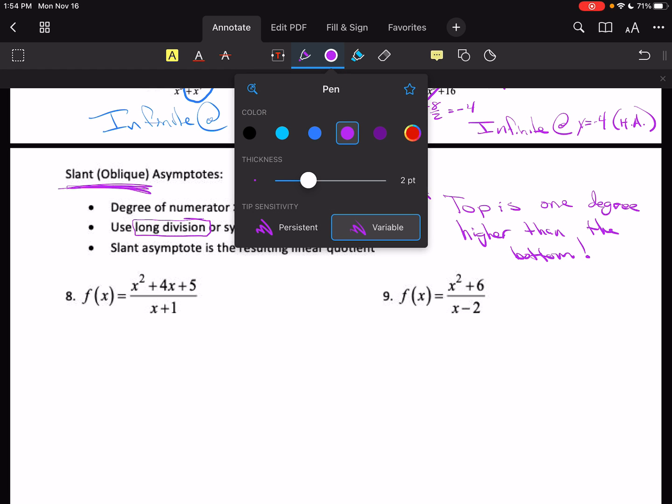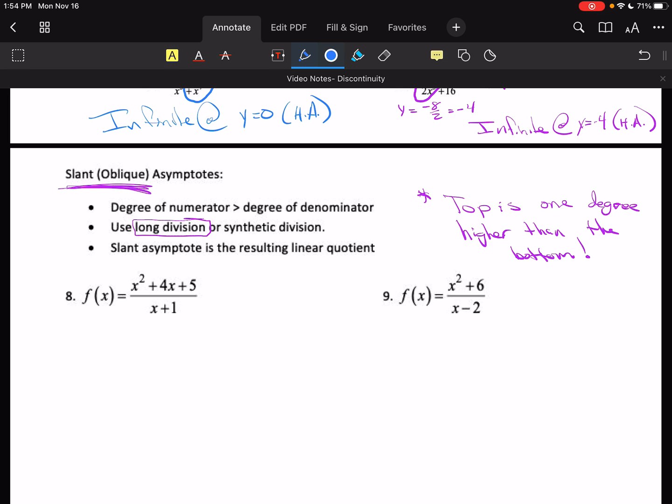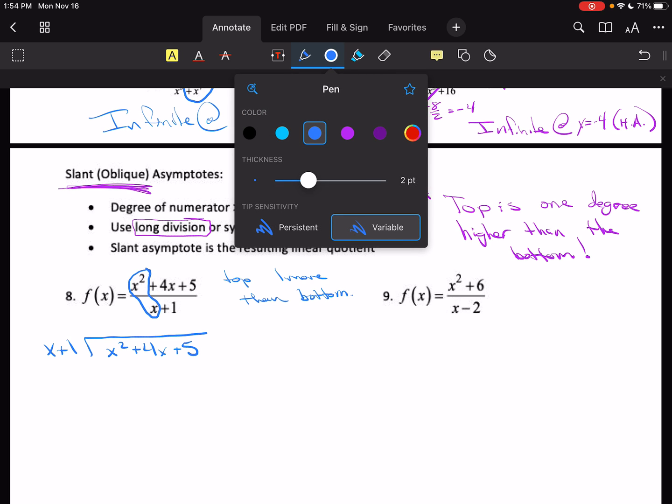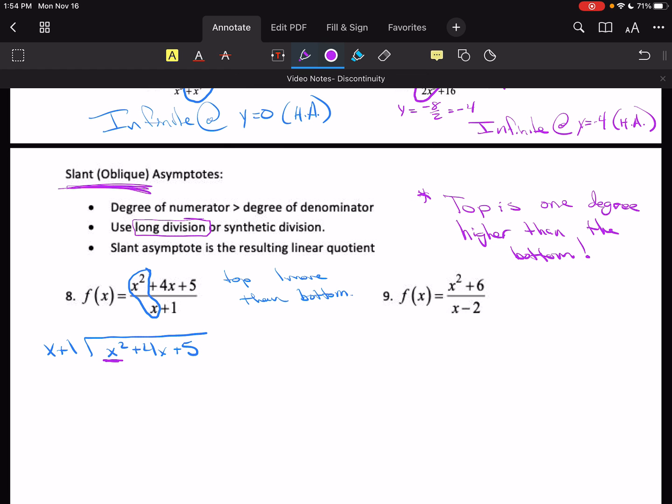So let's look at number 8 here. So I look at my degree and I see that I have x squared on top and x on the bottom, right? So the top is 1 more. So I'm going to do long division. So, to do long division, I'm going to do this one a little bit slower and kind of break it down. I'm going to take the first term on the inside and divide it by the first term on the outside. And that gives me x. So that's what goes up top.